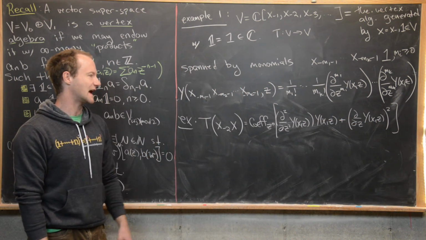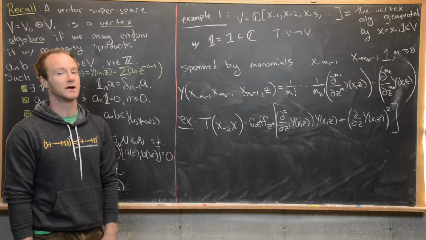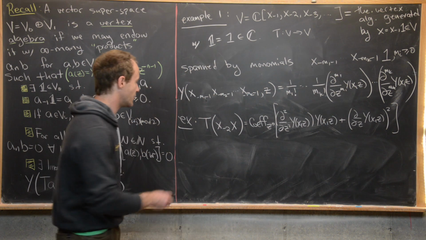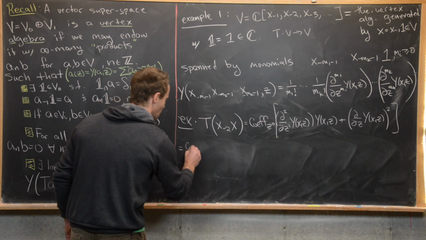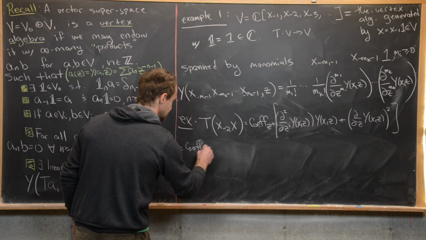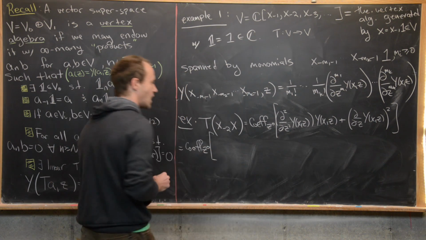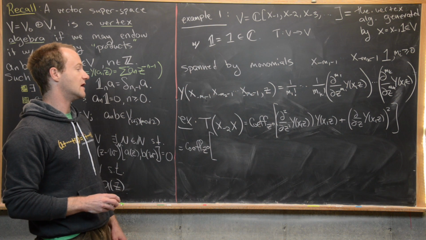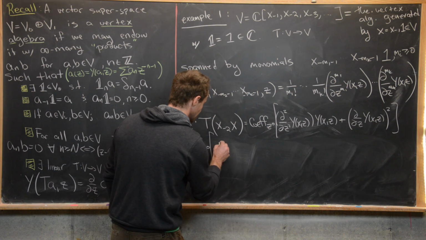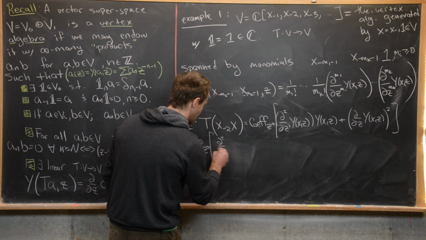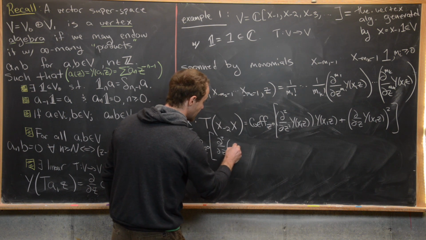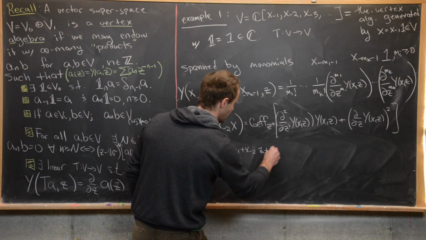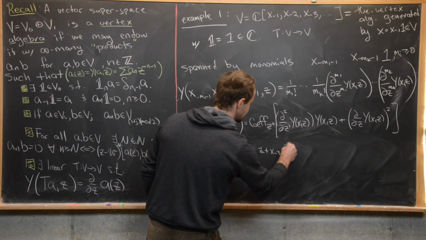We don't have any negative powers of z, and that's because we're in a commutative vertex algebra. Okay, so let's expand this a little bit and see what we get. We're going to have the coefficient of z to the 0, in other words, the constant term, then the second partial with respect to z of Y(x,z). So that's going to be the second partial with respect to z of x sub minus 1 plus x sub minus 2 z plus x sub minus 3 z squared.